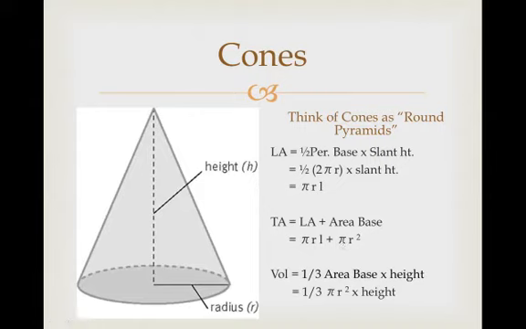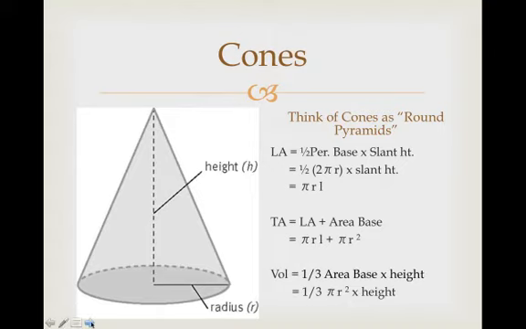And finally, the volume will be 1/3 area of the base times the height, just as it is for a regular base pyramid. Since the base is always a circle, we get 1/3 pi r squared times the height.